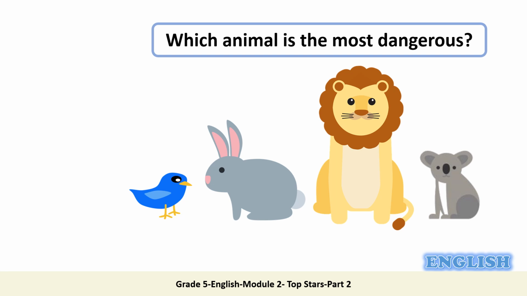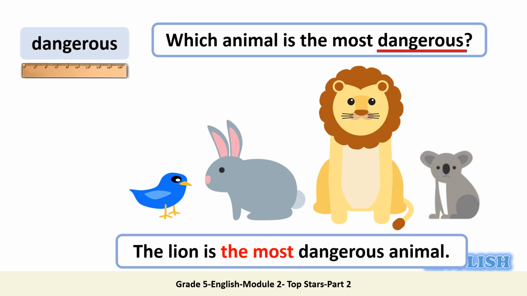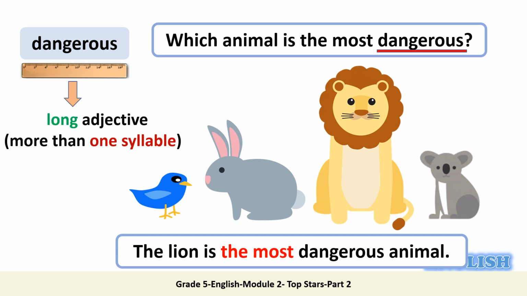Take a look at these animals. Which animal is the most dangerous? Great job! The lion is the most dangerous animal. Look at the adjective dangerous. Just like the adjective beautiful, dangerous is a long adjective. It has 3 syllables, so we add the most before the adjective.